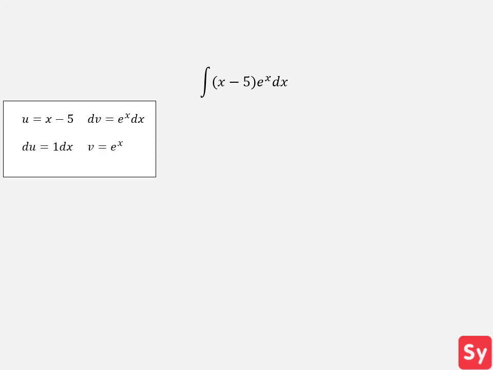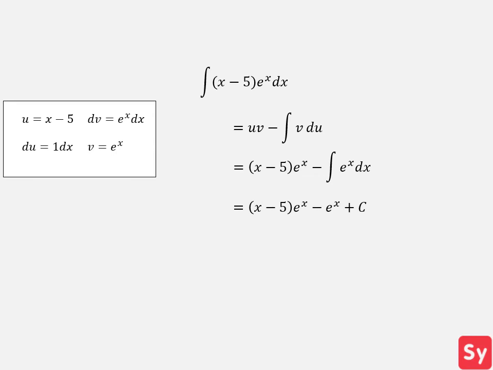Now we calculate du and v. Next, we use the integration by parts equation and substitute in the values. We have a nicer and easier looking equation to solve now. And we solve the integral and get our answer, x minus 5 times e to the x minus e to the x plus c.